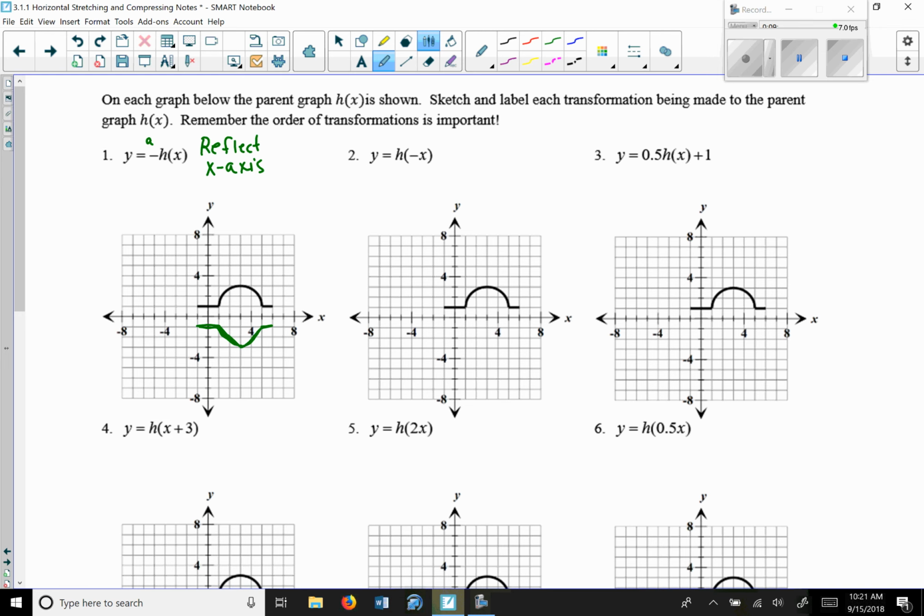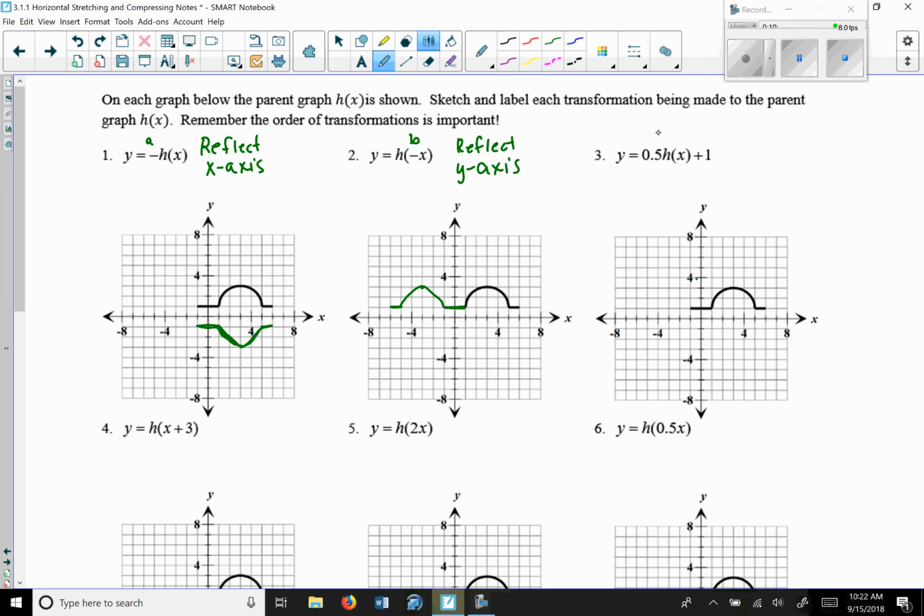So then for the next one, we have h of negative x. So this is inside attached to x, which tells me that's my b value. And so this is a reflection across the y-axis. And so you're just going to count how far away you are from the y-axis. So that's going to be like that. So here we have 1, 2, 3. And then that would be my reflection across the y-axis. So again, it just looks like you fold in half on the y-axis.